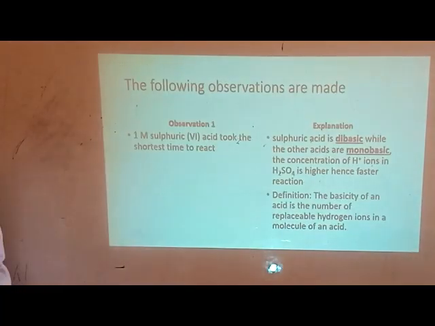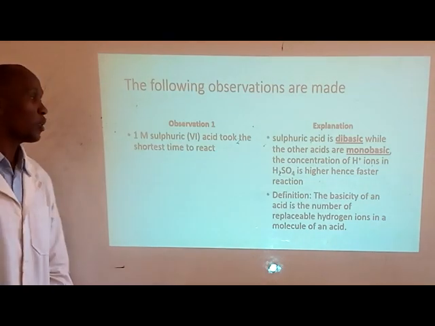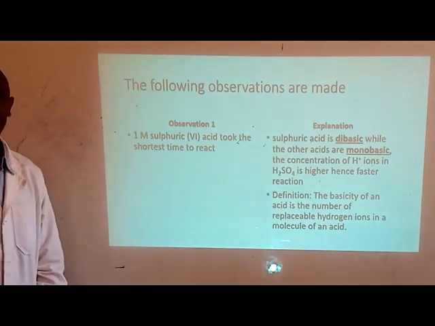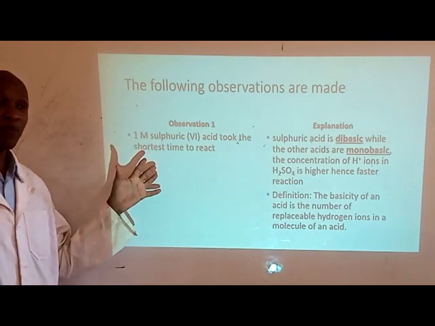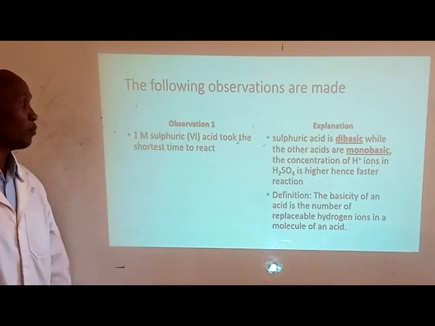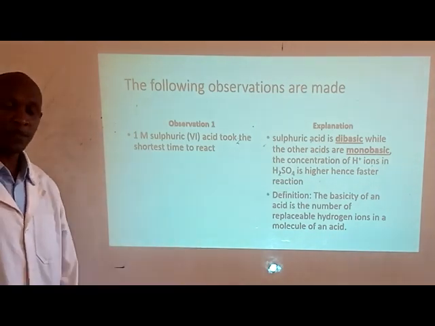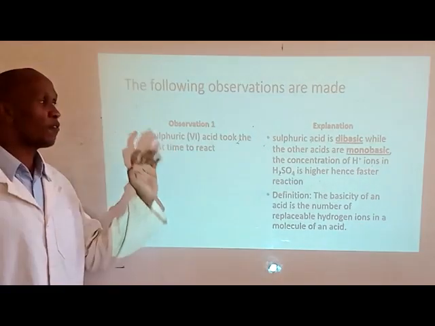That is the experiment, and the observation that we make is that sulfuric acid took the shortest time. So it's the fastest of the three acids. Yet all of them had the same concentration. They were all 1 molar: 1 molar sulfuric acid, 1 molar hydrochloric acid, and 1 molar ethanoic acid. See that sulfuric acid is fastest.